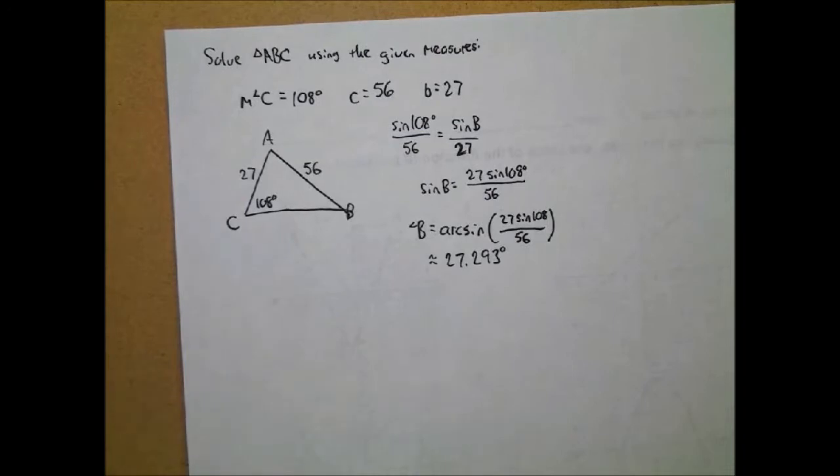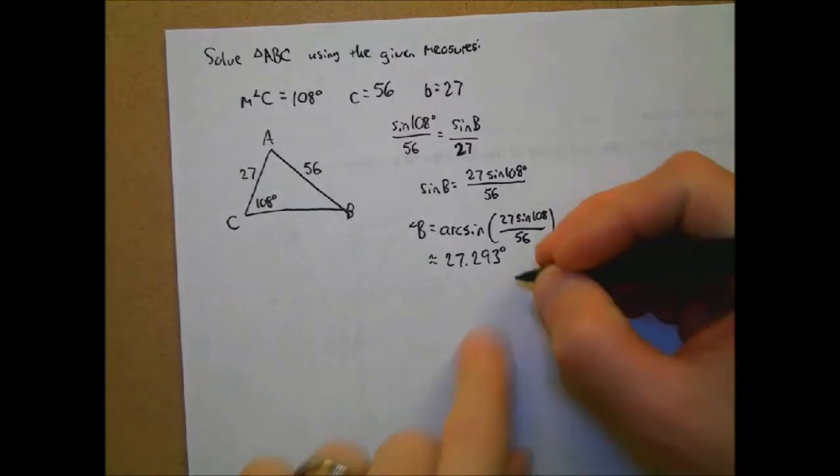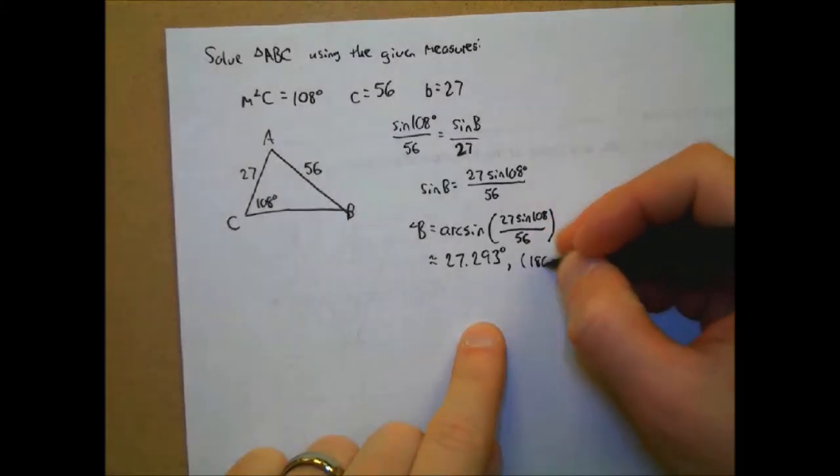But back to my point. Sine is positive in what two quadrants? First and the second. So we found the first angle here, okay? But then we also need to find the second quadrant angle here, potentially too, which would be 180 degrees minus 27.293.